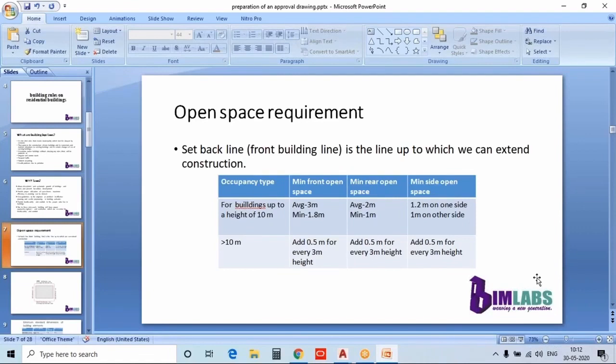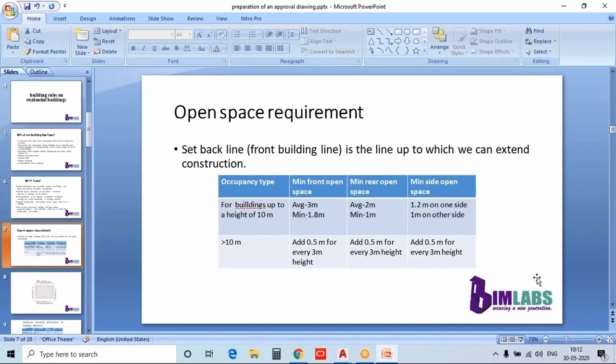After preparing the site plan, you have to keep in mind that there is some open space requirement that we have to meet while preparing the approval drawing. That is, first of all, the open space requirement. It is the setback line. Setback line means the front building line up to which we can extend our construction.